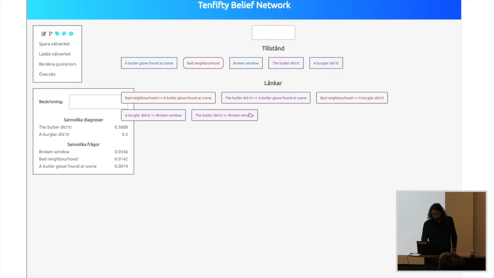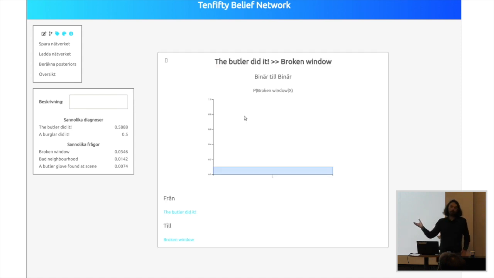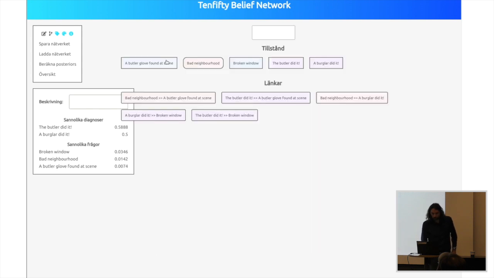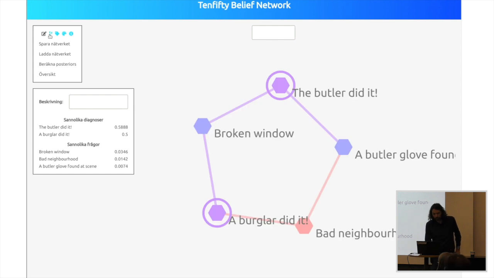And of course, the butler might be smart and also break the window, but that only happens in 10% of the cases that the butler tries to make it look like a burglar. And given all this information, and given that we haven't observed anything, what's the most probable, given that I have no information at all? Well, I've already told you by the priors, it's a 59% chance that the butler did it and a 50% chance that the burglar did it.